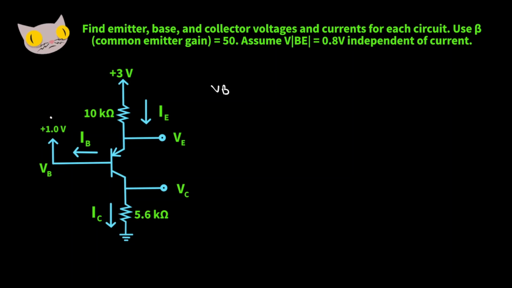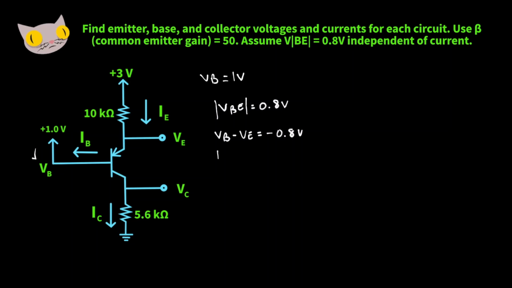And here we can see it's positive 1 volt. That was easy. Now let's find the emitter voltage. So again, this is a PNP transistor. The emitter current is coming from the positive voltage value, and the collector is going into ground. So we have the base voltage minus the emitter voltage is equal to negative 0.8 volts. That's just like the last one we did.